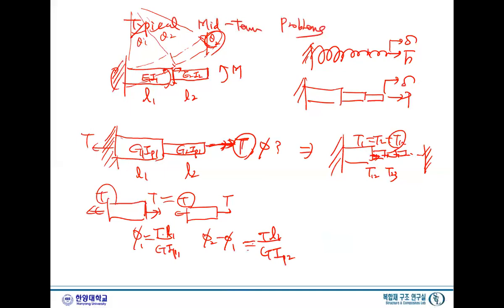The only difference is the meaning of the force. When you have an extension, the deflection is delta. When you have a torque, the deflection is the angle of rotation. When you have bending, the deformation is this angle. Okay, so it's very important to understand the concept of the force and the concept of deformation.